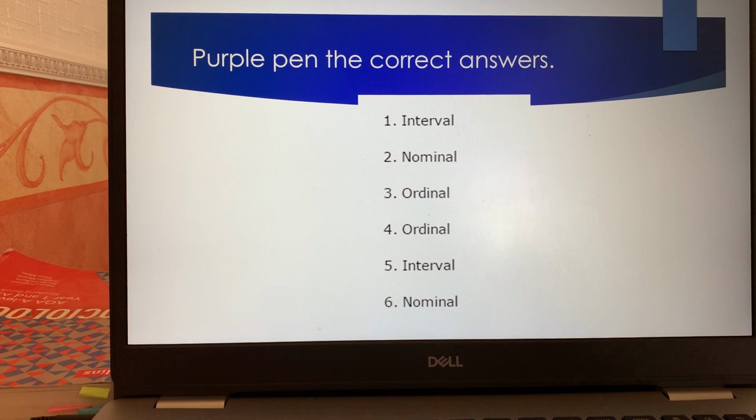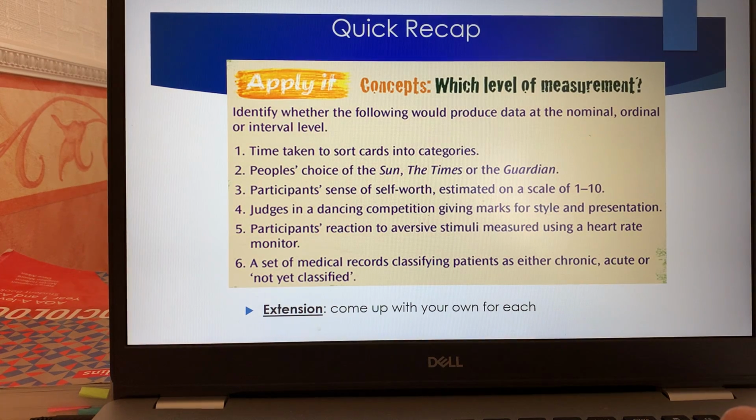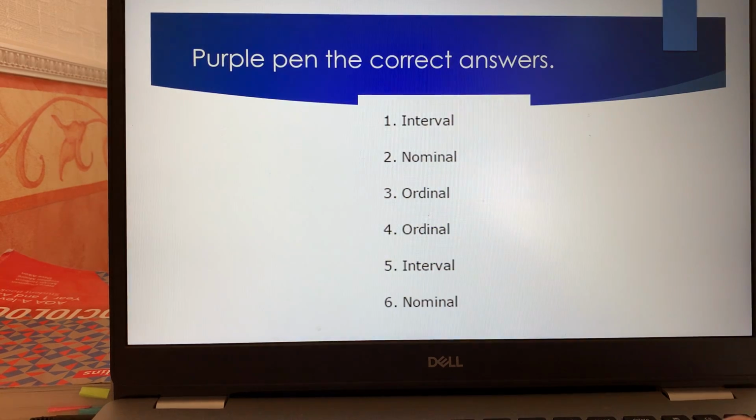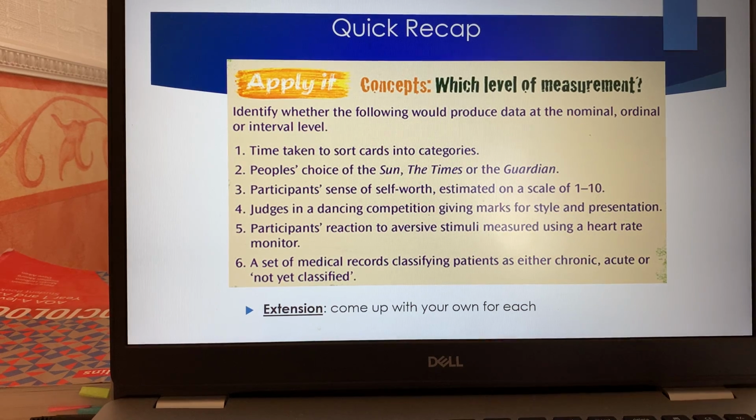And then here are the answers. Now, there's always one, I can't remember which one, that students are like, well, I'm not sure how it's that and why it's this. Maybe it was. So 6 is obviously nominal, they're in one category or another. Reaction to aversive stimuli is interval, because we're using a heart rate monitor.